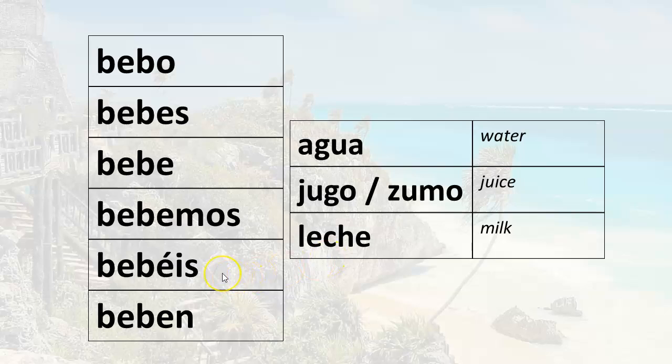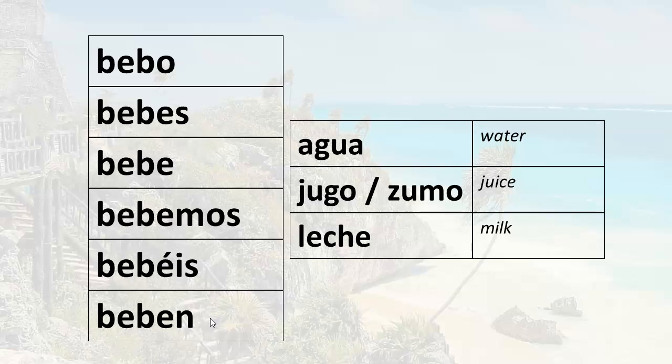You drink, remember this is the informal you in Spain, vosotros or vosotras. Bebéis, bebéis. You drink water, bebéis agua. You drink juice, bebéis zumo. You drink milk, bebéis leche. This last form is shared with ustedes, ellos, and ellas.